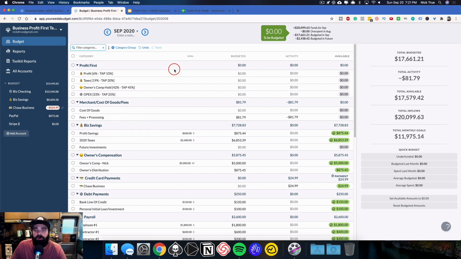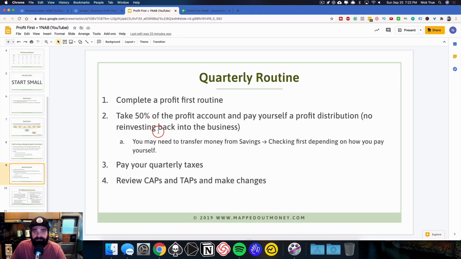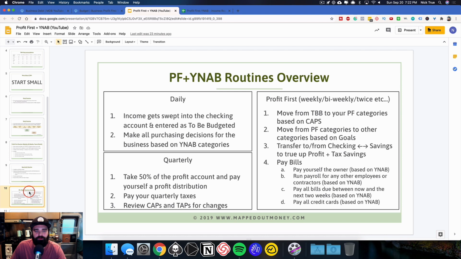Now, I don't always do this. There are some times where I really can't afford to do that, but sometimes I can. And so once a quarter is a really good time to sit down and review your caps and taps and see if you can make an incremental change towards where you would like to be. All right, so that's our daily Profit First and our quarterly routines. You can see all those summarized here.